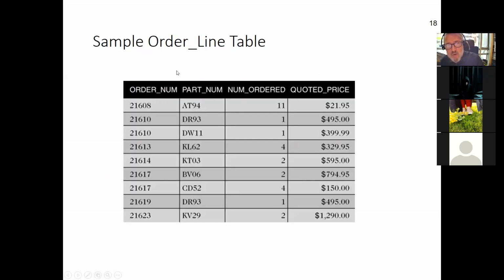All right, so the order line table. The idea here is that when a person makes an order, the order is about something.